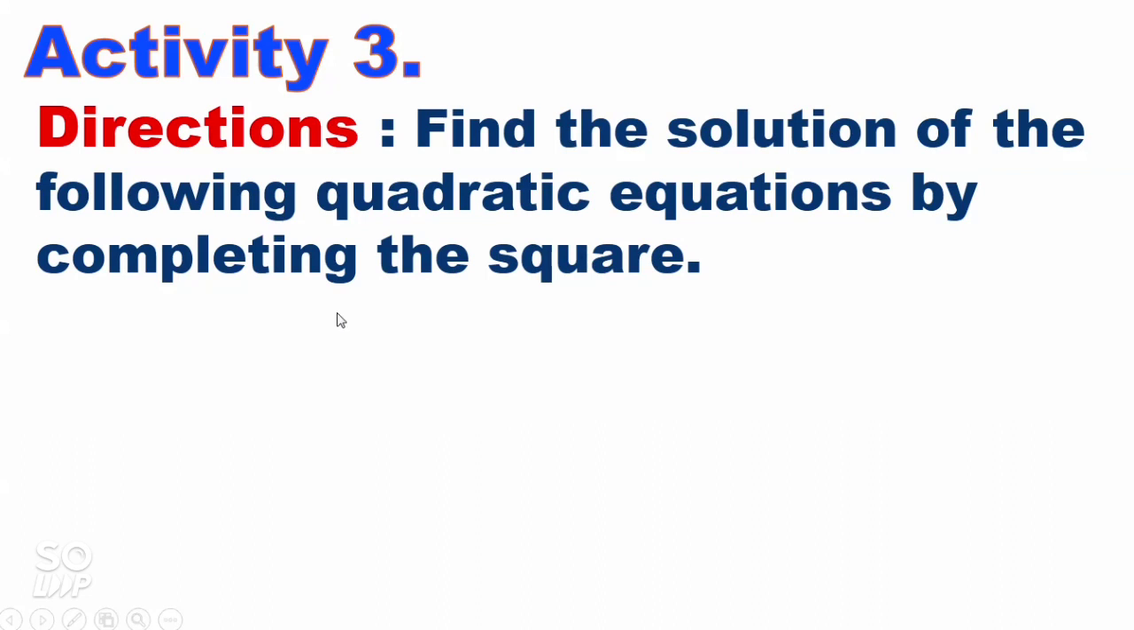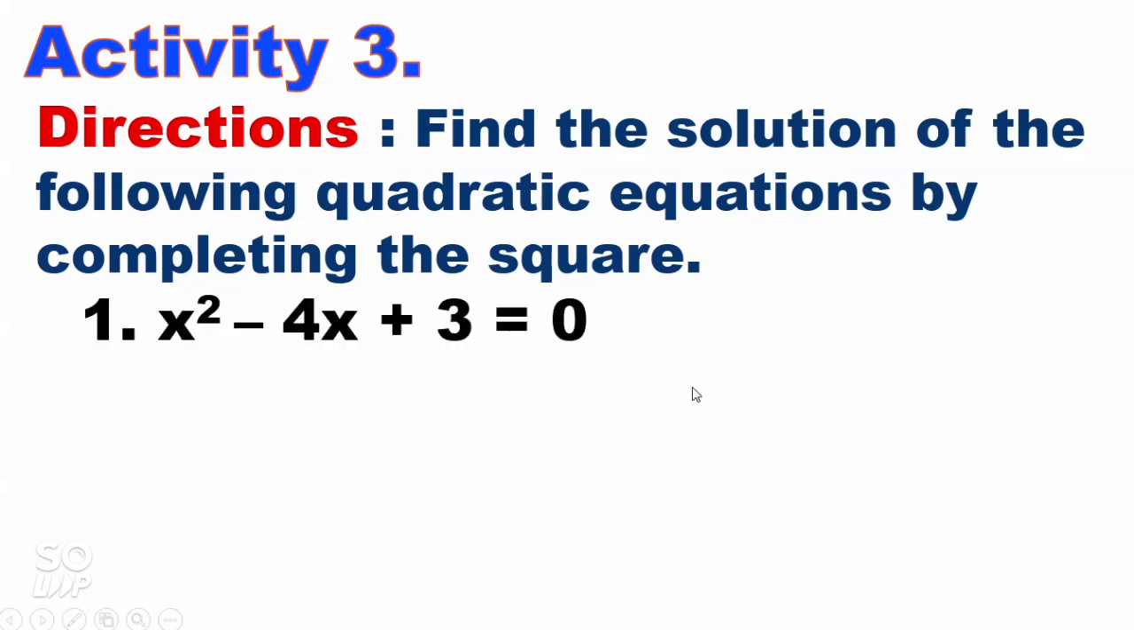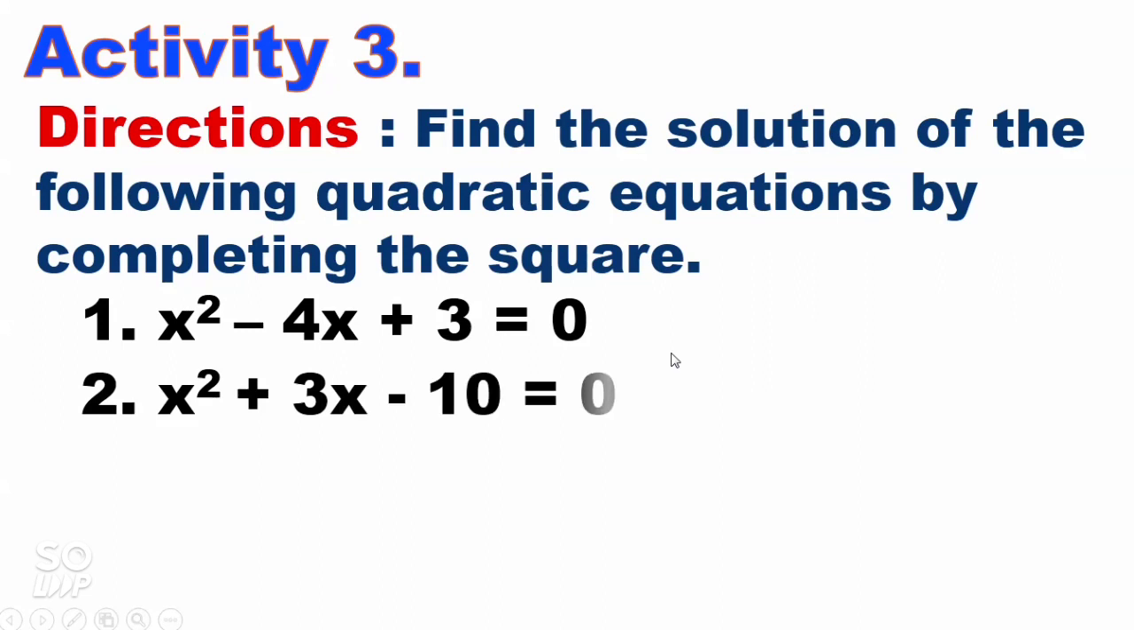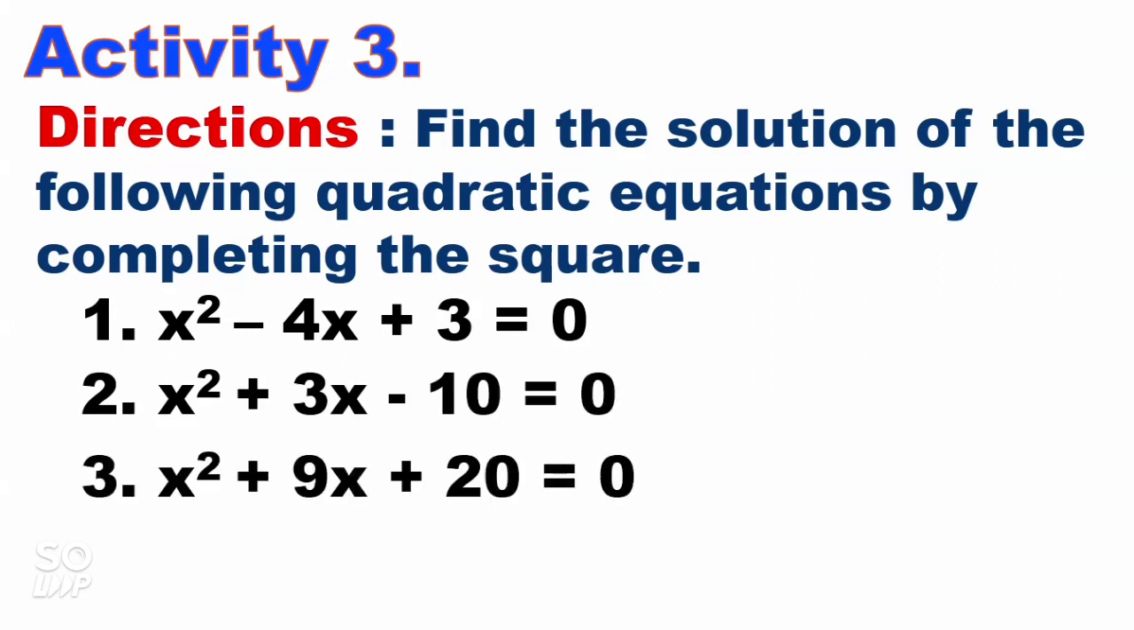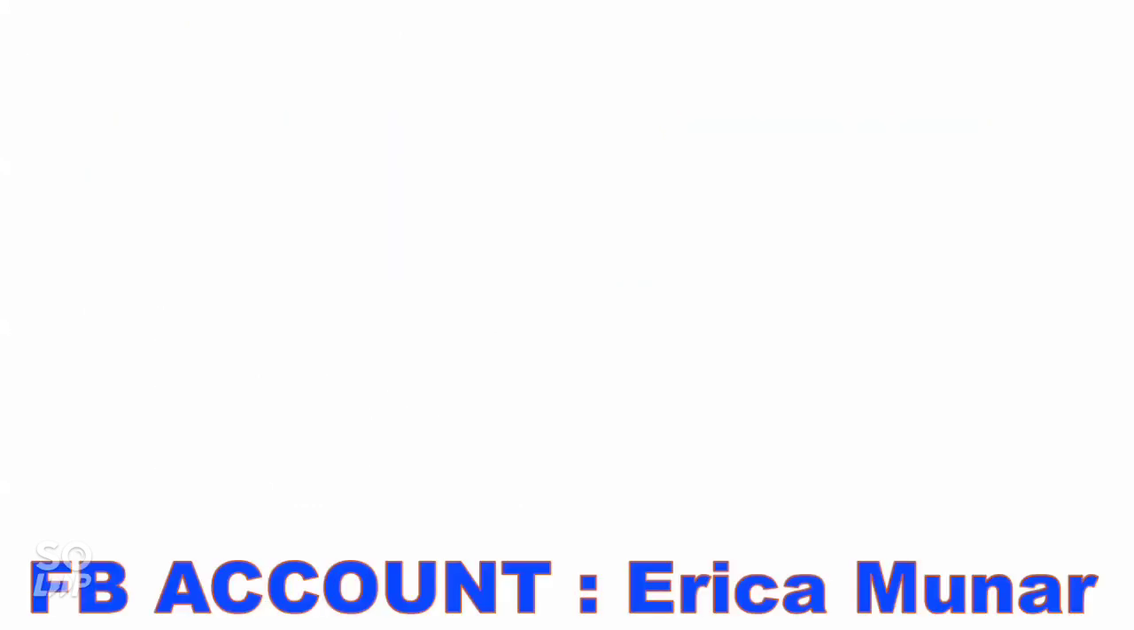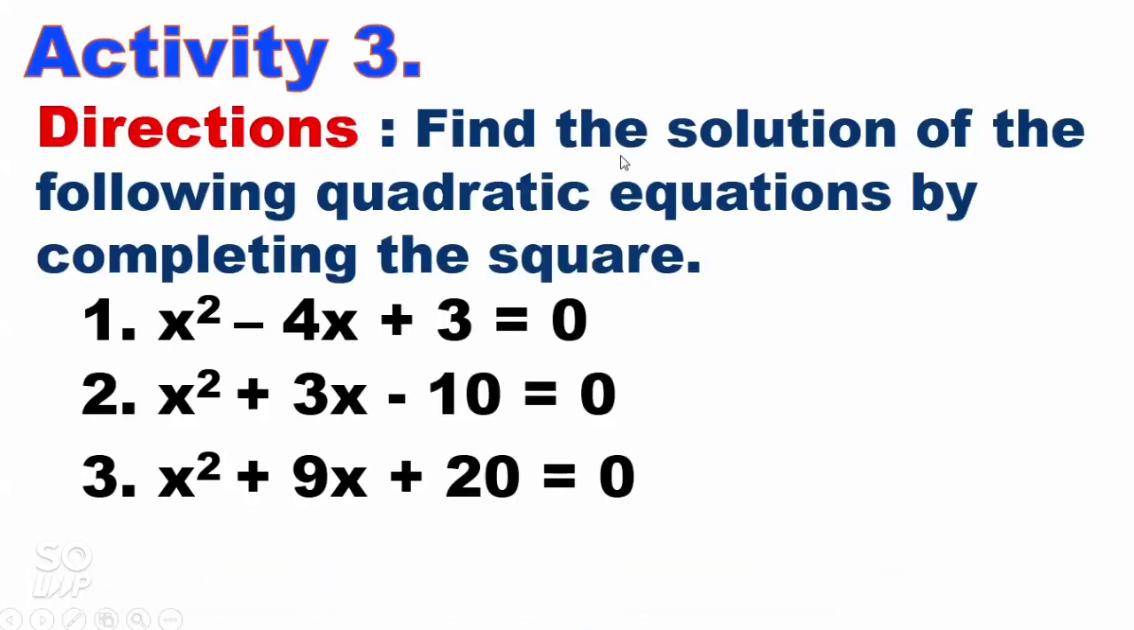Now, we have activity number 3. Find the solution of the following quadratic equations by completing the square. Number 1, x squared minus 4x plus 3 equals 0. Number 2, x squared plus 3x minus 10 equals 0. And number 3, x squared plus 9x plus 20 equals 0. Okay, so try your best. Good luck. That's all for now.